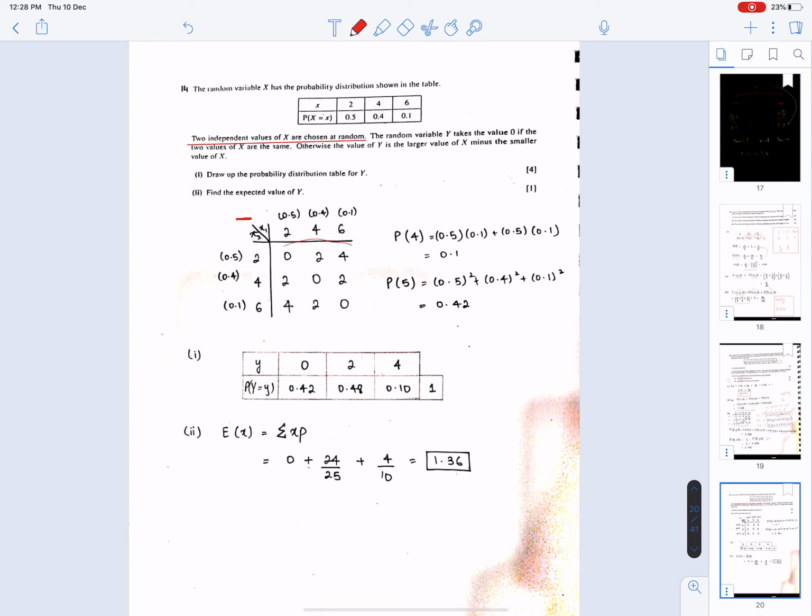These are the possible values of y. y will take these values, and you know how to get the probabilities. The probability of 4 is here, 5 is here, and the total probability is 1, and this is the way to get the mean.